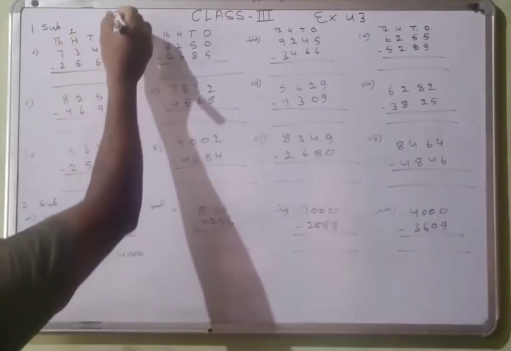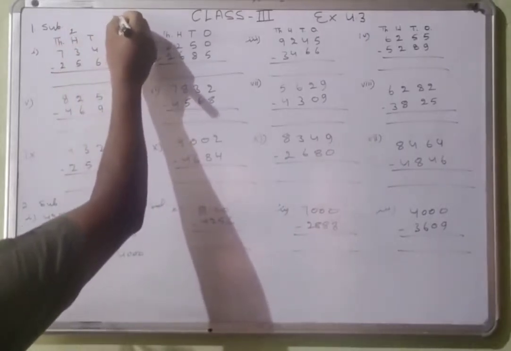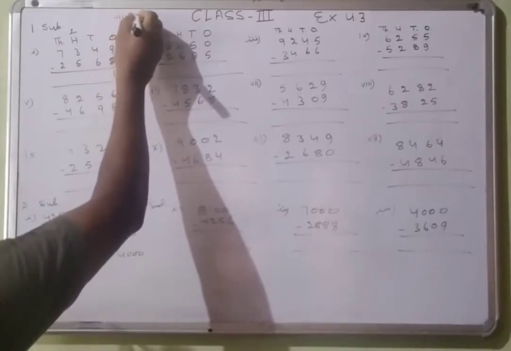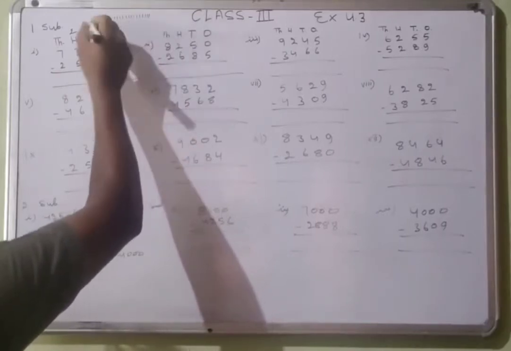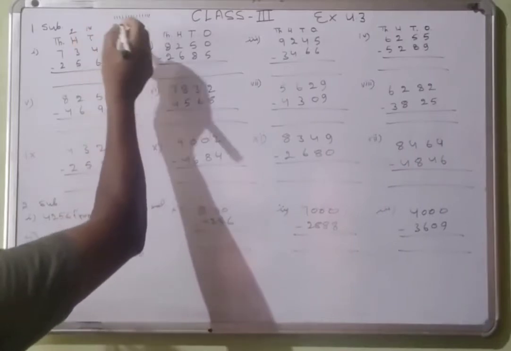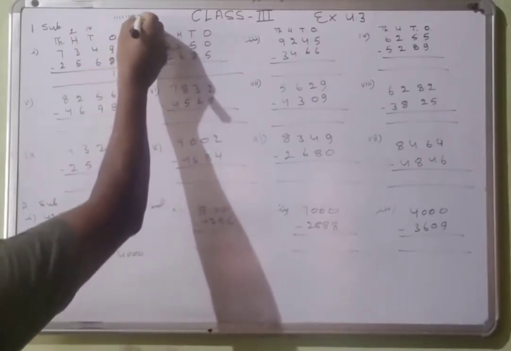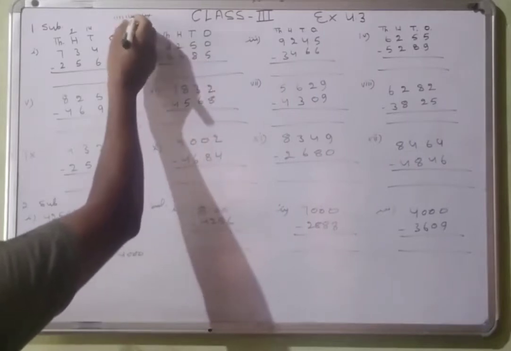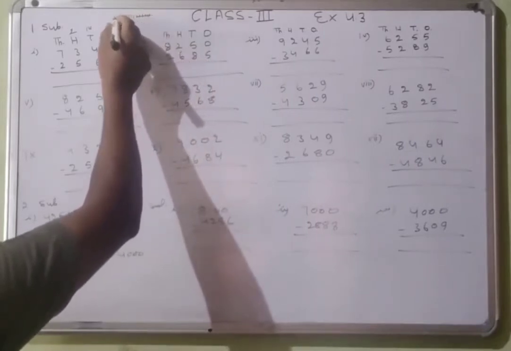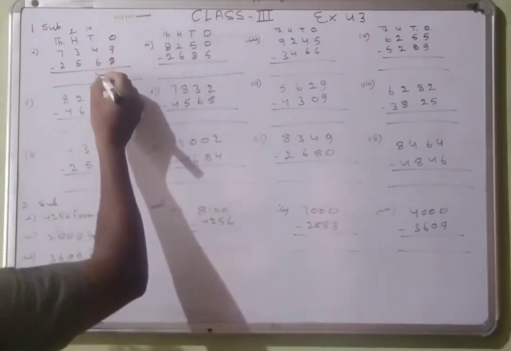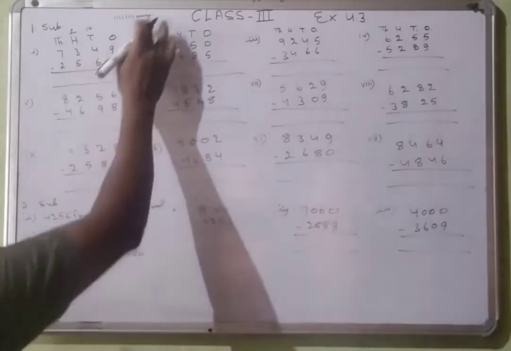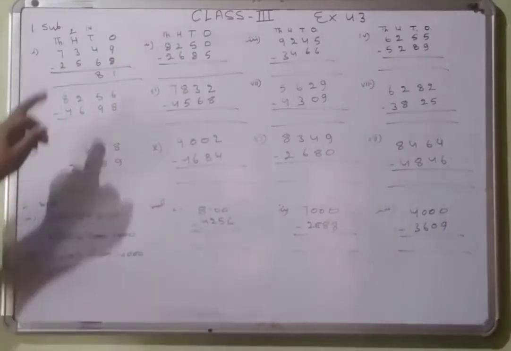Now this will be 14. So count 1, 2, 3, 4, 5, 6, 7, 8, 9, 10, 11, 12, 13, 14. This will be 14. Less 6. 1, 2, 3, 4, 5, 6. So left is 1, 2, 3, 4, 5, 6, 7, 8. 8.